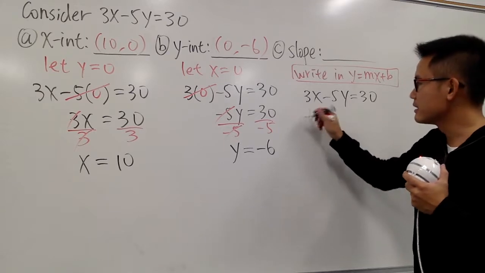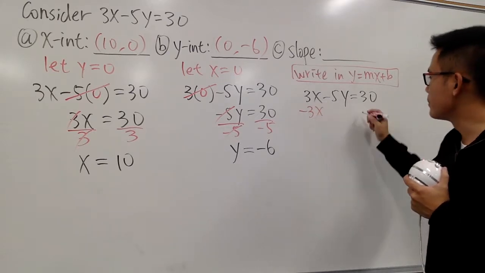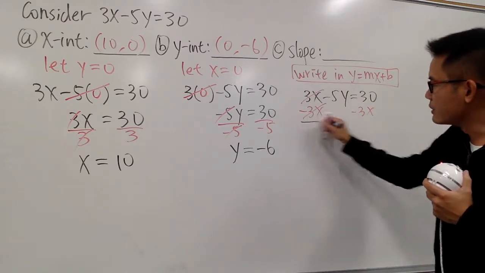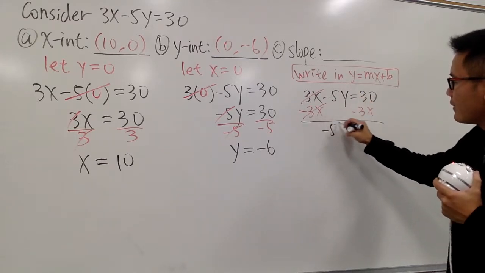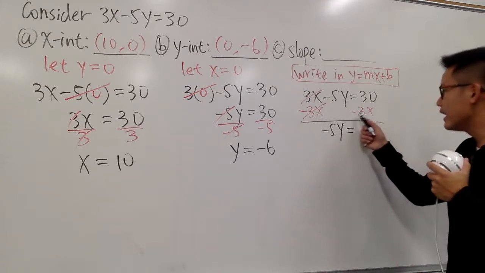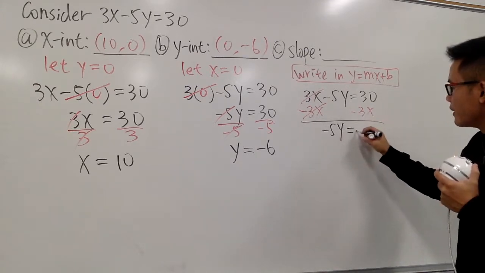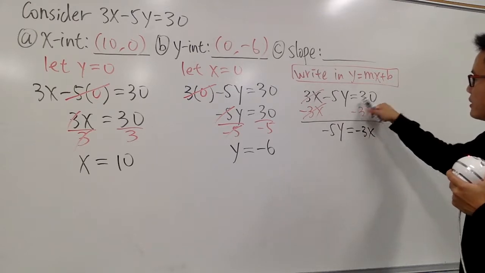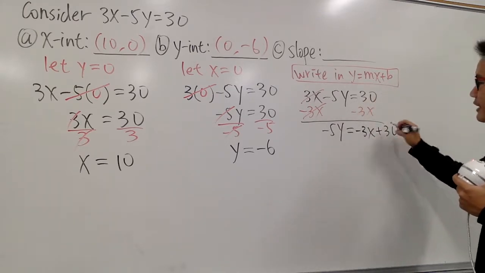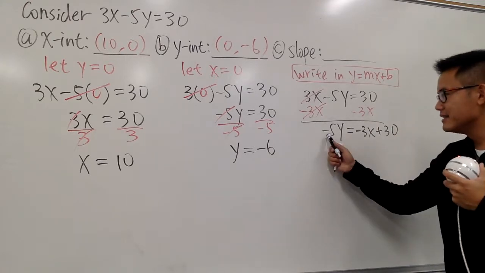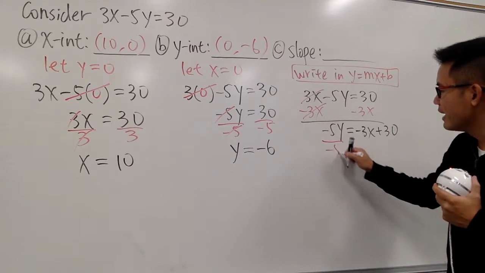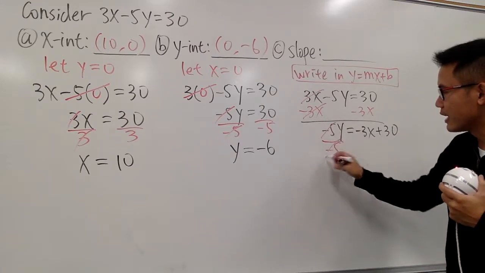Here, we have the 3x, so we are going to subtract 3x on both sides, right? Cancel this out. And you see, we will have the negative 5y, and that's equal to, let's put down the x term first. So we will have the negative 3x. And this is just a number. And that was a positive 30. So we add the 30 after that. And this is negative 5 times y. So we do what? Divide by negative 5. So that this and that will cancel.